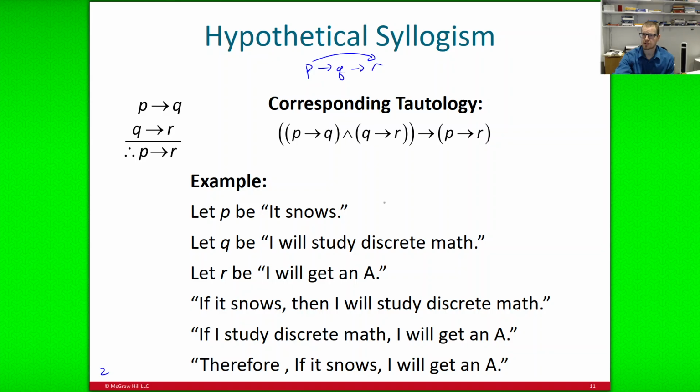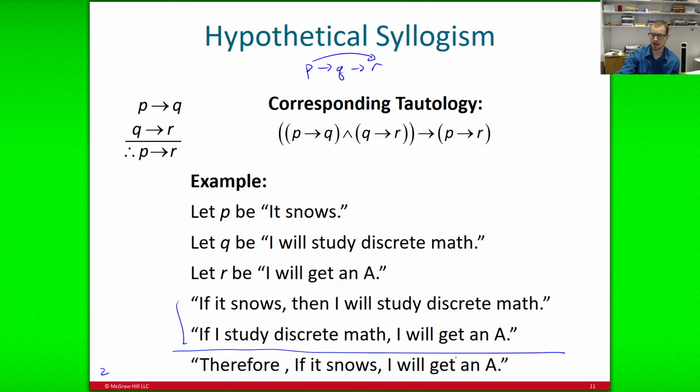So again, hypothetical syllogism. Let P be it snows, let Q be I will study discrete math, and let R be I will get an A. We're going to assume these two things here. If it snows, then I will study discrete math. If I study discrete math, then I will get an A.